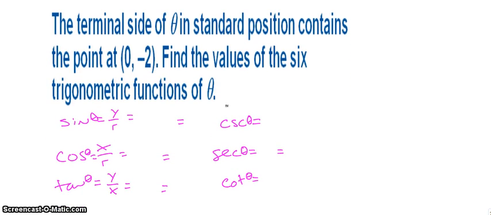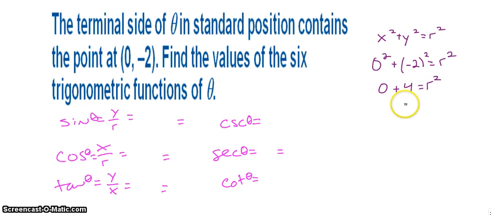Same process with finding our radius. Even though I can't draw a triangle, it's still like 0 squared plus negative 2 squared equals my radius squared. So in general for your radius, it's going to be x squared plus y squared equals r squared. So 0 squared is 0, negative 2 squared is 4, so that means 4 is r squared, and r is just 2. We're not looking at any sort of negative radii, since a radius of a circle can't be negative. So we have our ratios here.